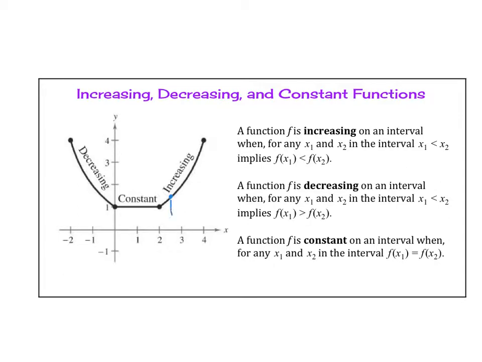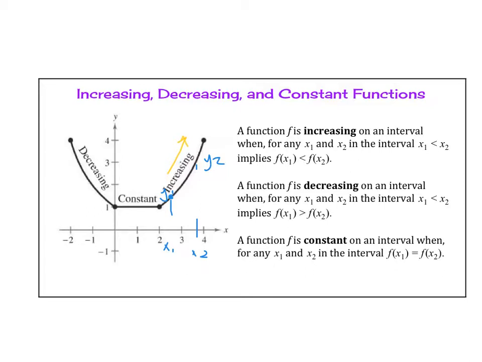Say, for instance, we say this is x sub 1 and this is x sub 2. Notice that this y value is definitely smaller than the other y value here. That's what it's saying. Another way to look at it is that it's going up from left to right if we can see a graph.